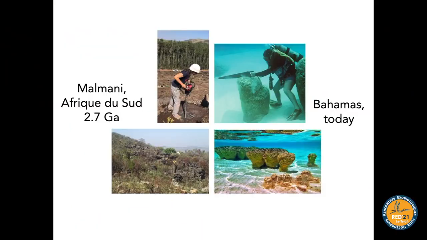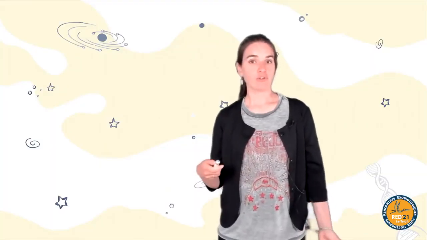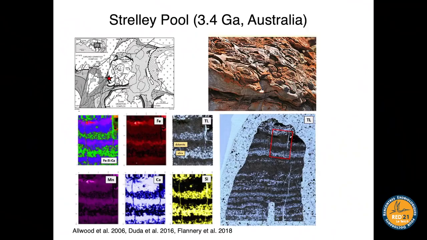And so it is fun to study stromatolites, because you can study them in the geological record. Here is a picture of a drill core in South Africa, in the Malmani platform, and you can also study them today in the Bahamas. And you can really compare them. One of the best examples of Archean stromatolite is from Strelley Pool, in Australia, in this Pilbara craton. This is the little star.